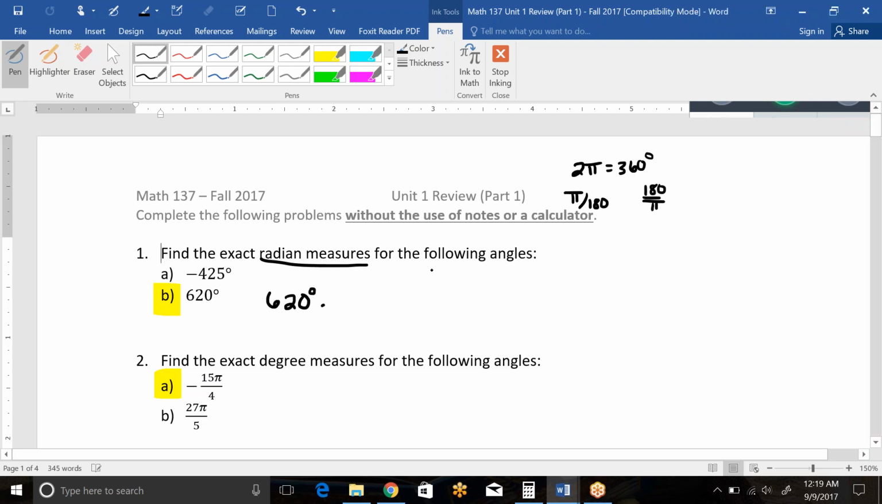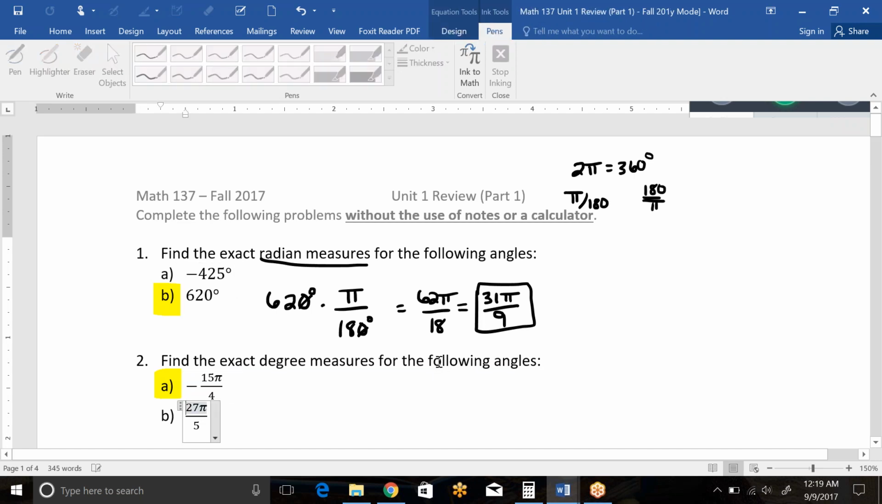You know which one to use based on what you're trying to cancel out, degrees in the bottom or radians, the pi, in the bottom. So since we want to cancel out degrees, we're doing pi over 180. Now, because they both end in a 0, you can cancel that out. So this is really 62 pi over 18. Those are both divisible by 2, so divide by 2. That gives me 31 pi. Divide 18 by 2 and you get 9, and that has nothing else in common, so that would be my radian measure.